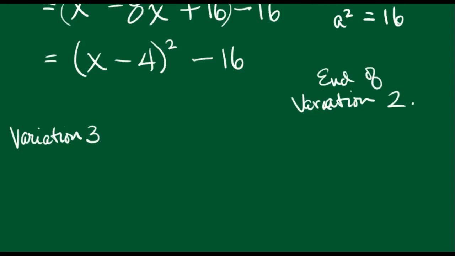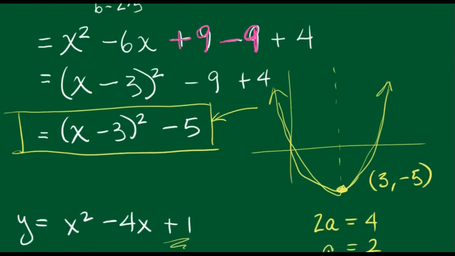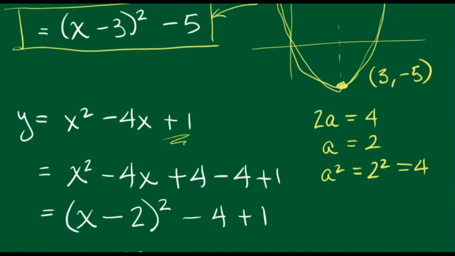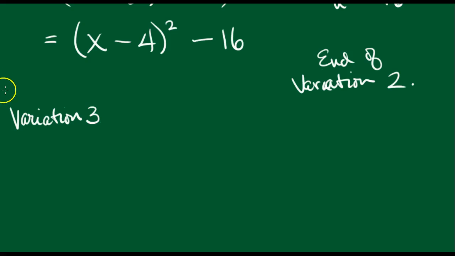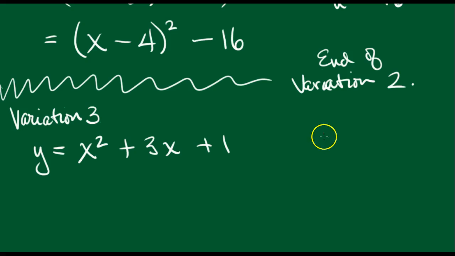You might have noticed that every time we did this, we picked a number that was even to go next to the x in the middle. But as we know, not all numbers are even. So let's choose an odd number. Suppose we have y is equal to x squared plus 3x plus 1. Well, maybe not all numbers are even, but all numbers are divisible by 2.